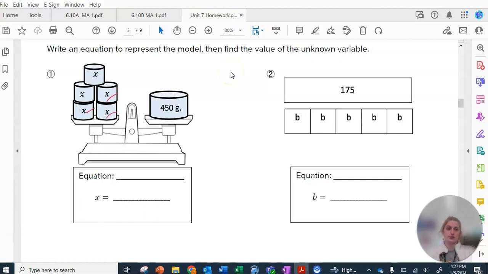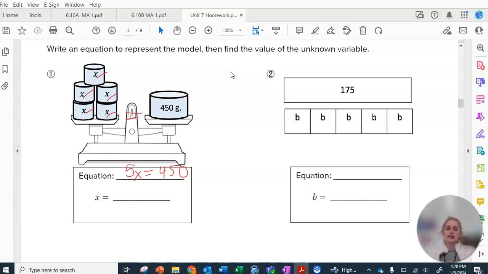I see 1, 2, 3, 4, 5 x's. I'm going to write a 5 with an x. I see that it's balanced, so that means that it's equal to something. It's equal to 450. I do want you to show your work, so please watch what I'm doing right now, because that's the step that some of you are just doing in your head, so you're not showing it to me. I want to see, okay, 5 and x are smushed, which means they're being multiplied.